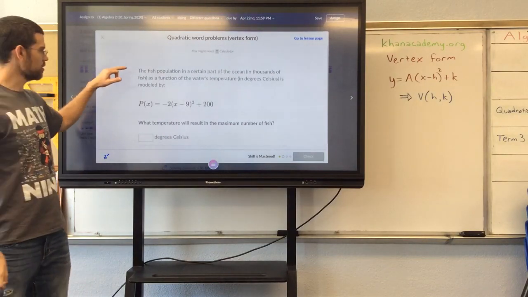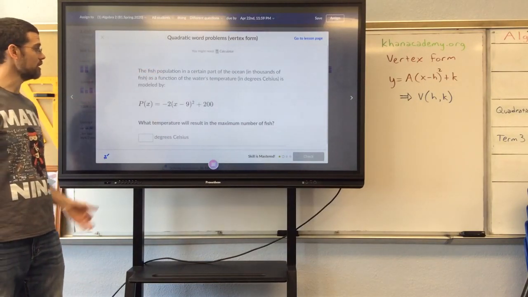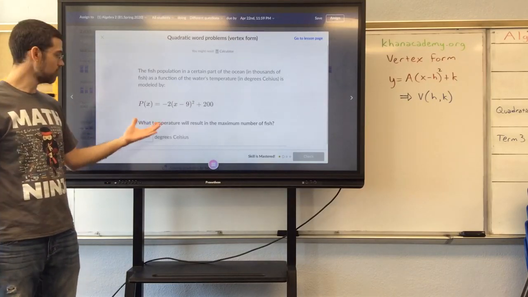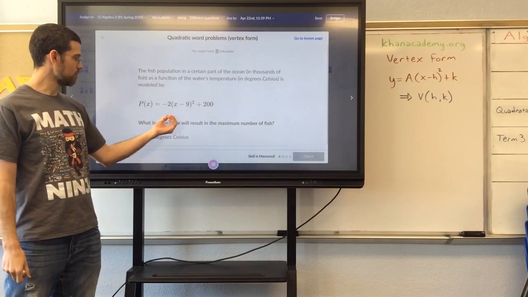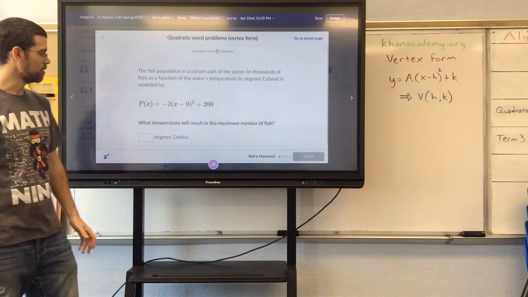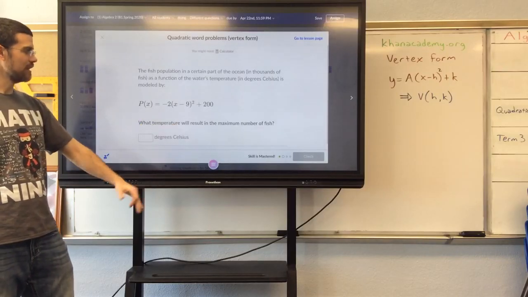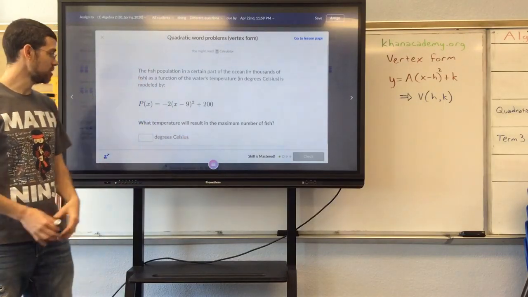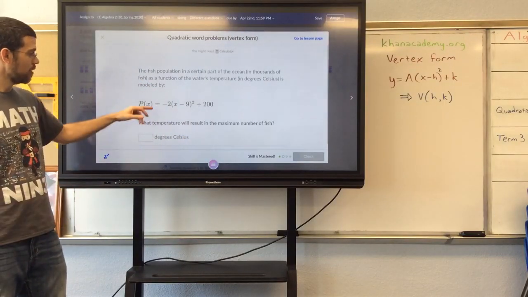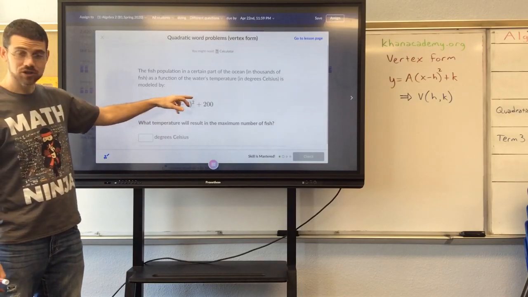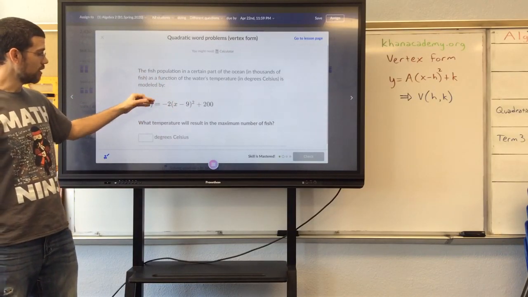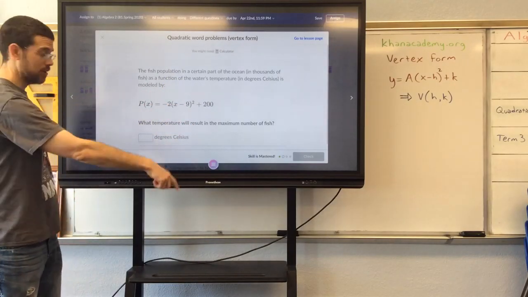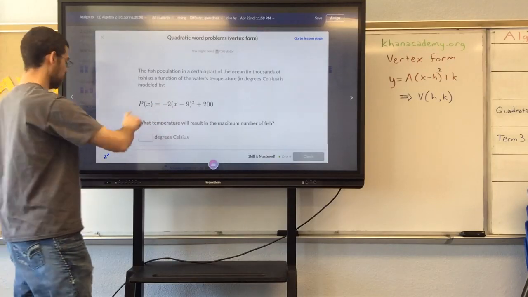Alright, here's another context. The fish population in a certain part of the ocean, in thousands of fish, as a function of the water's temperature in degrees Celsius, is modeled by p of x equals -2 times x minus 9 squared plus 200. What temperature will result in the maximum number of fish? Okay, the question is about the maximum of the function. This is a parabola. We know that because x is being squared at some point here, and that's the highest degree term. We also know that the parabola opens down because this constant is negative.